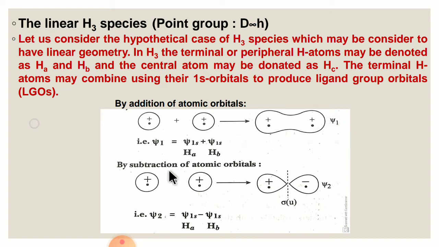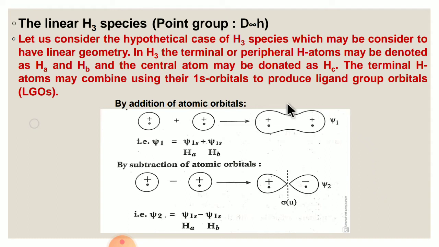In a similar way, by subtraction of atomic orbitals, Psi2 is formed. Here Psi2 is equal to Psi1s of HA minus Psi1s of HB. That means the 1s atomic orbital of HA is subtracted from the Psi1s atomic orbital of HB. It forms the Psi2 ligand group orbital.